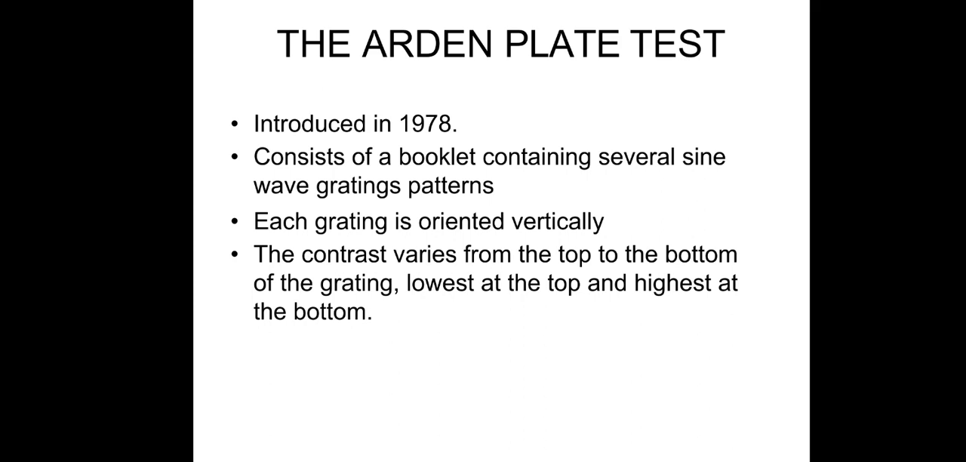It consists of a booklet containing several sine wave grating patterns. Each grating is oriented vertically. The contrast varies from top to bottom of the grating, lowest at the top and highest at the bottom. So you can see the C image having a white type of narrow strips. B is also a white type, more white, and A is narrow. So narrow says about high spatial frequency, meaning a good contrast level. Then B1 and C1.